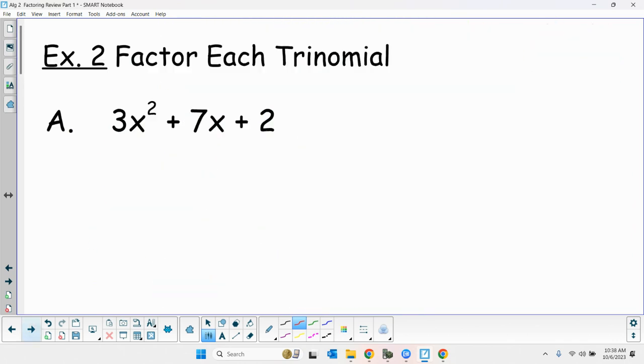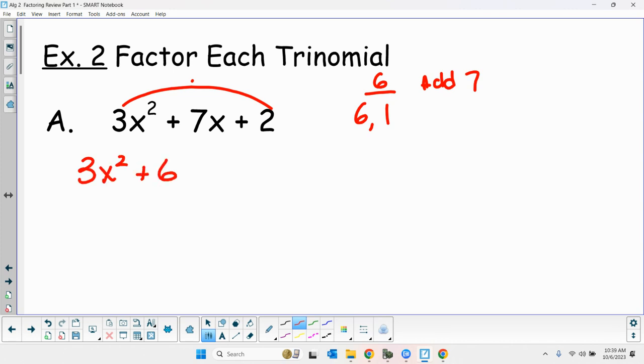All right, let's look at here. So is there a GCF? No. So these aren't both positive perfect squares. So it's a regular trinomial like we've been doing. So I'm going to multiply 3 times 2 and get 6. What factors of 6 add to give me 7? 6 and 1. Okay? So we're going to rewrite it as 3x squared plus 6x plus 1x plus 2.